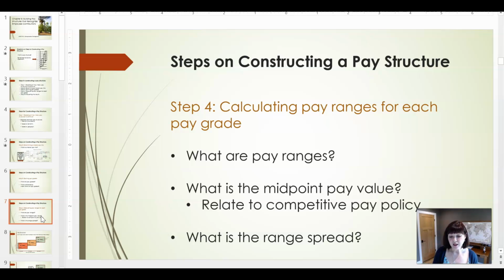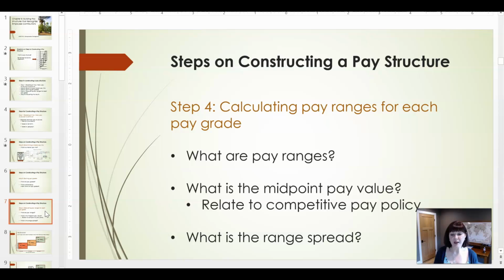All right. And so what is the midpoint pay value? The midpoint is just that. If you're looking at the market, we may want our median to be right there if we have a market match policy. But generally it represents that competitive market pay or average, the median. And then, we'll talk about that in a second.